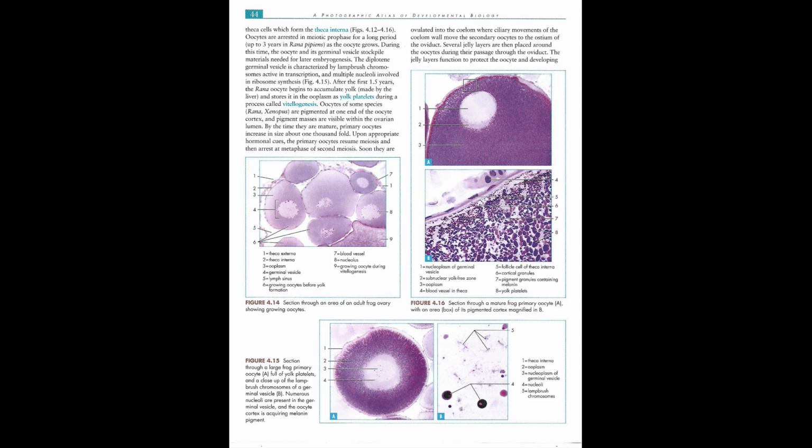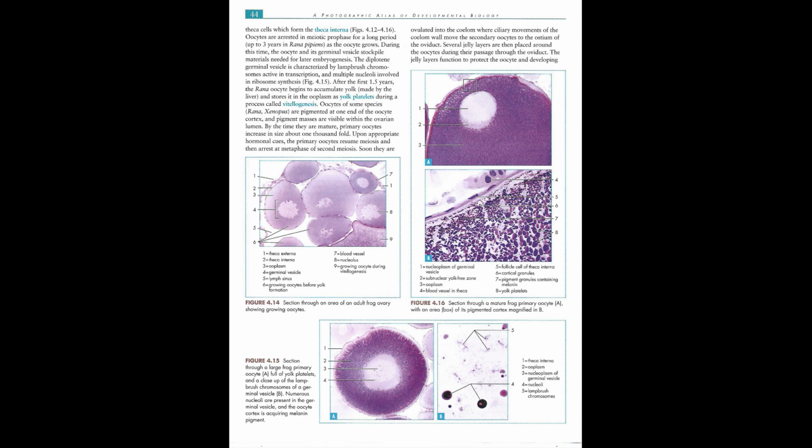Fig 4.15. After the first 1.5 years, the Rana oocyte begins to accumulate yolk, made by the liver, and stores it in the ooplasm as yolk platelets during a process called vitellogenesis. Oocytes of some species, Rana, Xenopus, are pigmented at one end of the oocyte cortex, and pigment masses are visible within the ovarian lumen. By the time they are mature, primary oocytes increase in size about 1,000-fold.